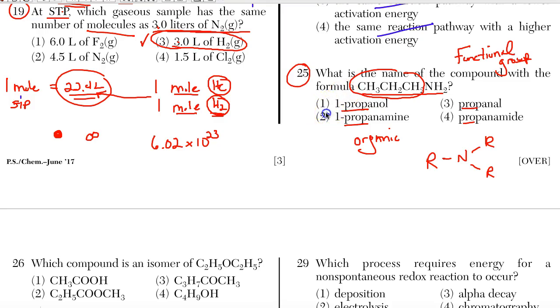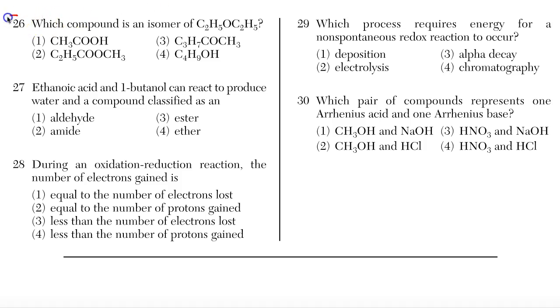So 25 is 2-propanamine, just as it was given to you from Table R. Okay, and number 26. Which compound is an isomer of this? Iso means same, just like isotope: same atom, different number of neutrons. Isomer means same chemical formula or molecular formula.